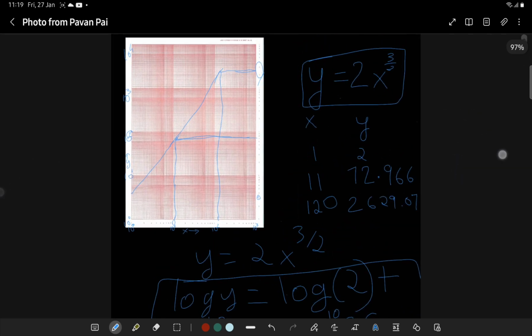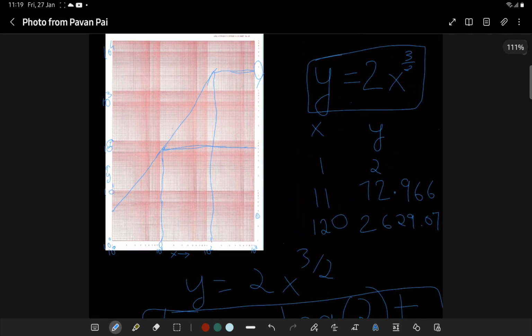And sorry for making the errors in the middle. I hope you understood the concept of plotting log graph and why we use log graph, and also how to plot the log graph. Thank you.